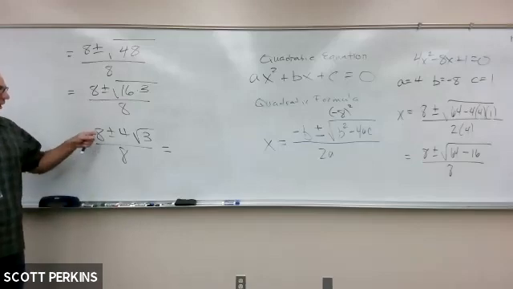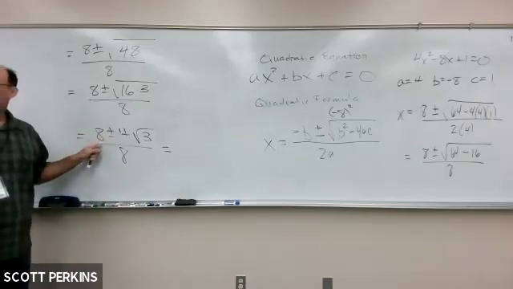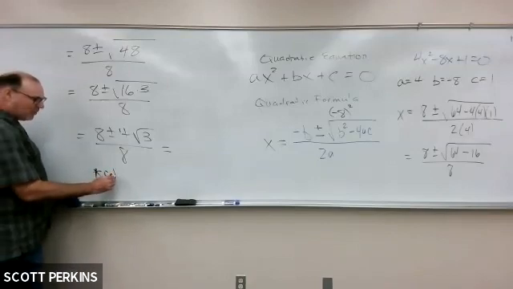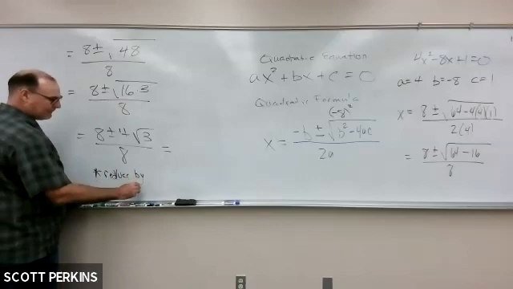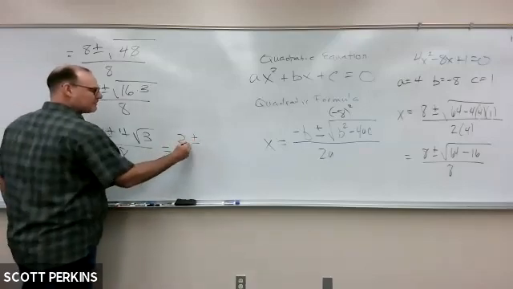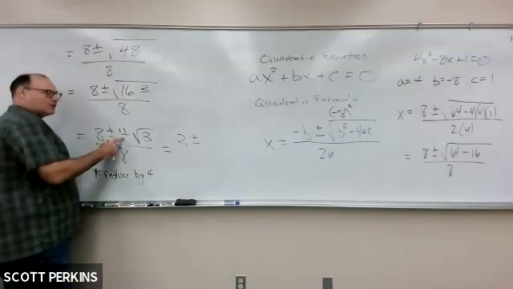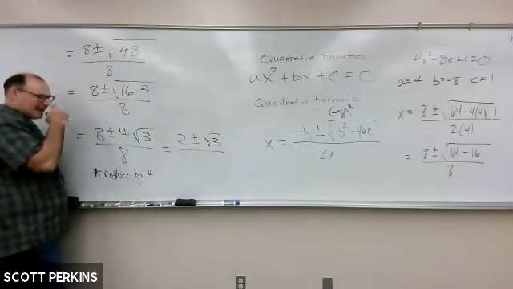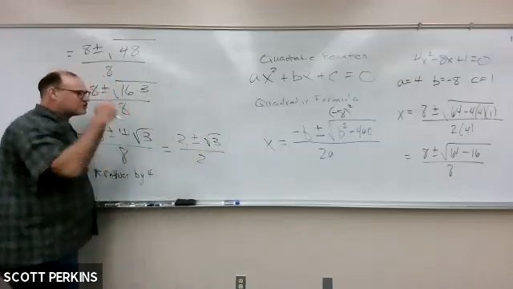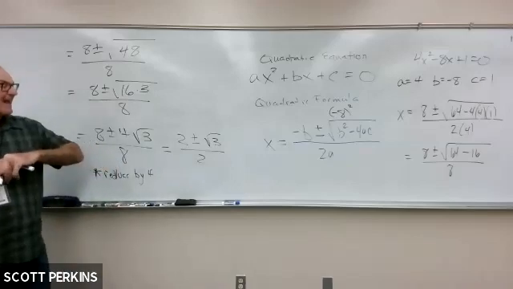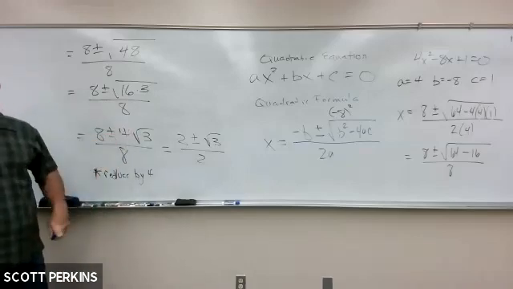And I noticed that all of my terms can be reduced by a factor of 4. I'm going to make a little note here. We're going to reduce by 4. So 4 goes into 8 2 times. 4 goes into 4 and leaves 1. So just 1 square root of 3. And then 4 goes into 8 2 times. And there's your two solutions. The top is not like terms, so you can't take that any farther, and you are done with the problem.